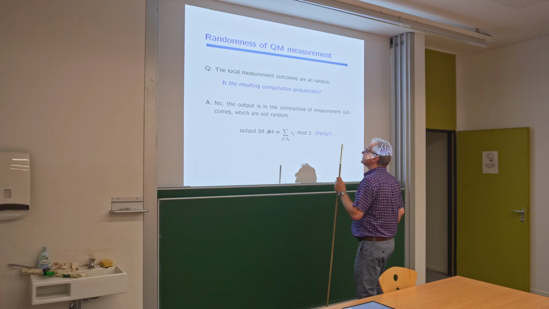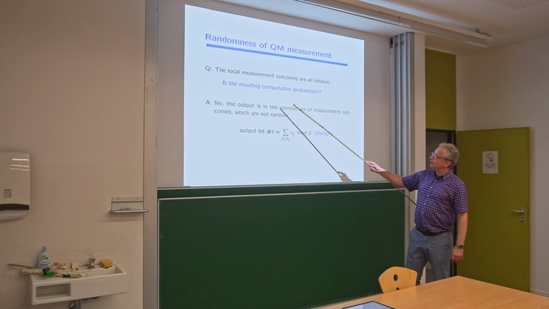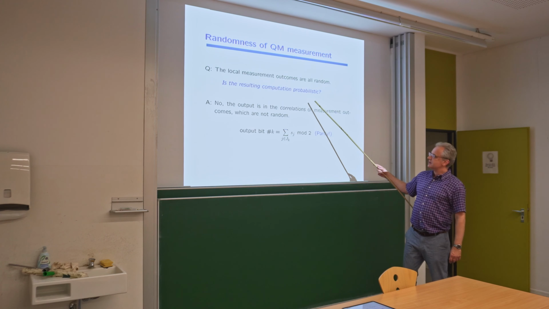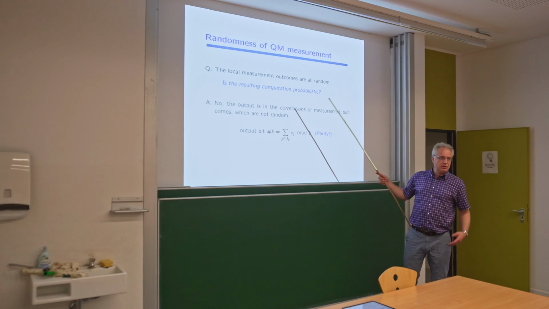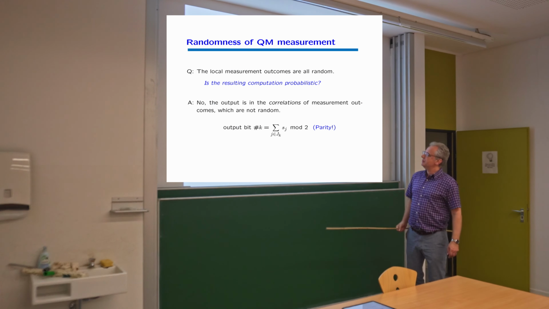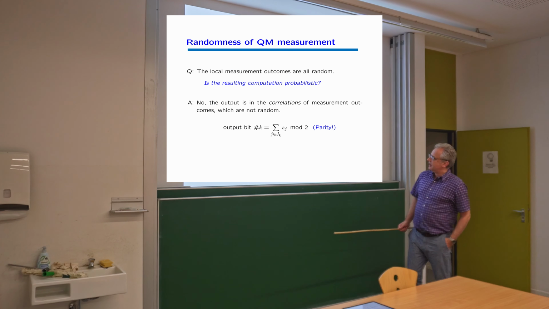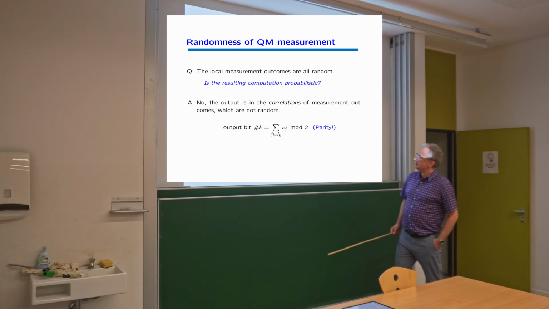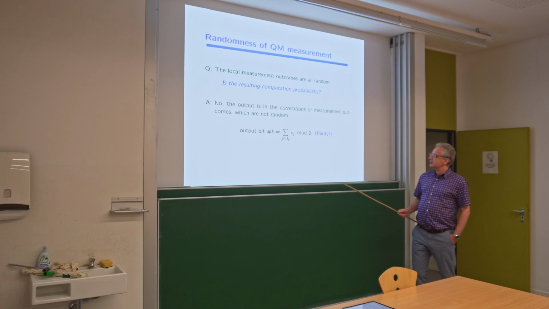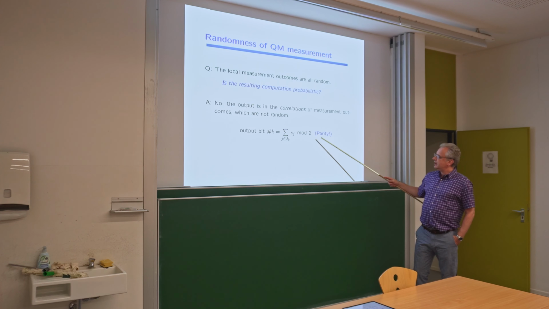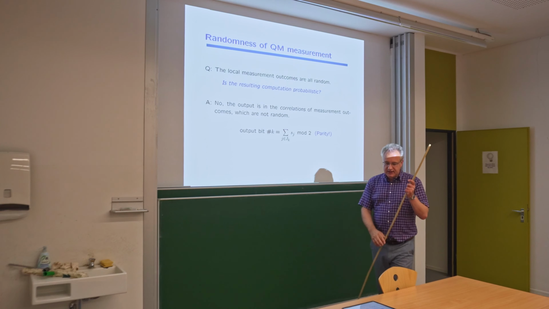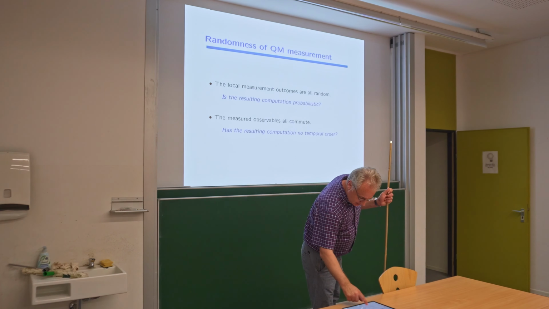First question was just an observation to begin with. The local measurement outcomes are all random. Does this mean that the resulting computation is probabilistic? It carries all this randomness in it. And so that is not the case. What the output is going to be in the end is a parity of measurement outcomes, not individual measurement outcomes, but certain parities of them. So certain measurement outcomes are added up. So the output is given by correlation, hence the title of the Anders and Brown paper.